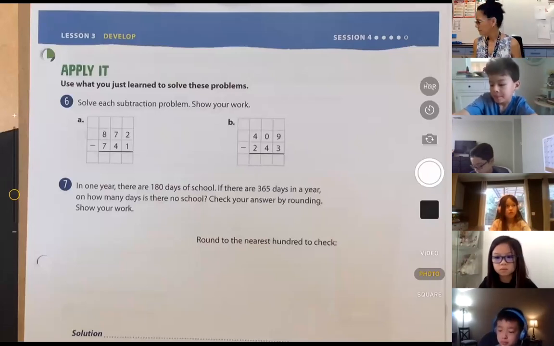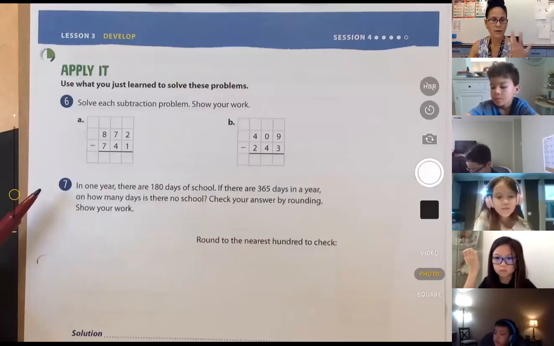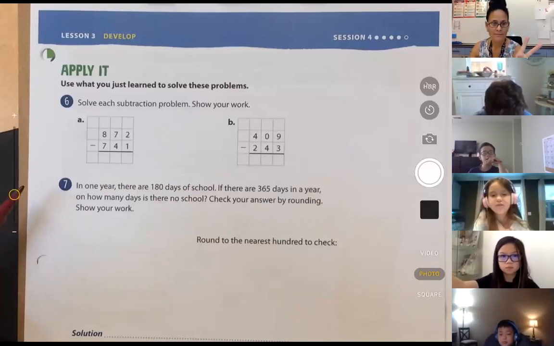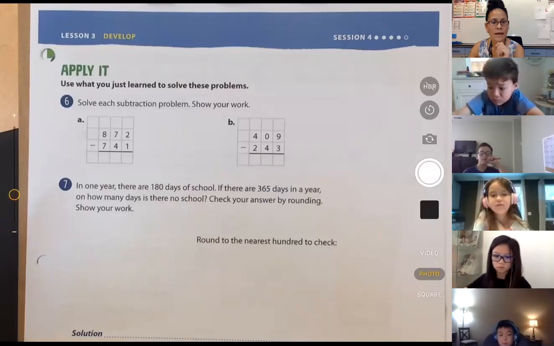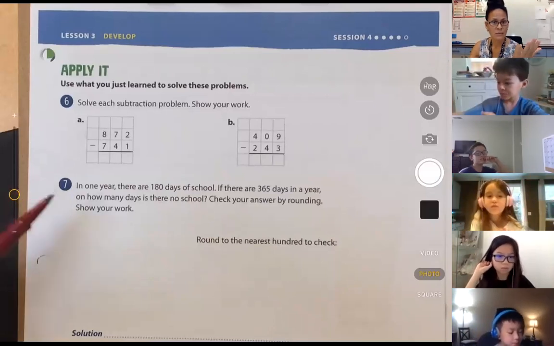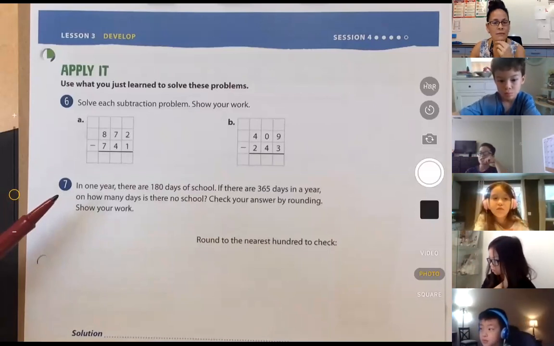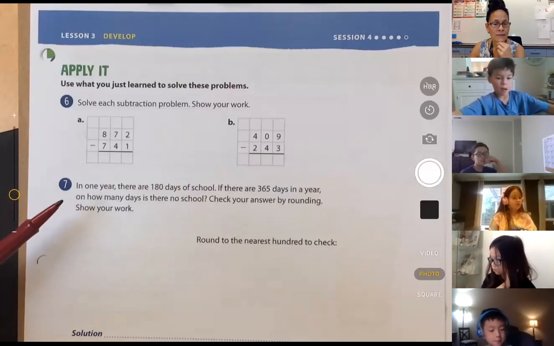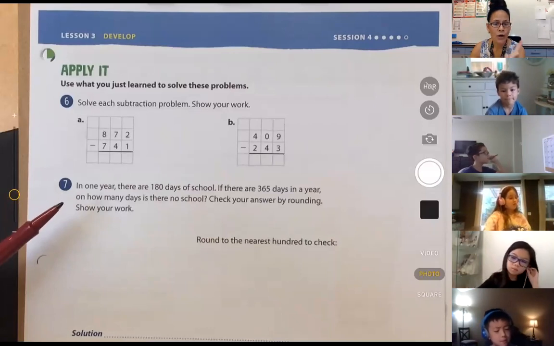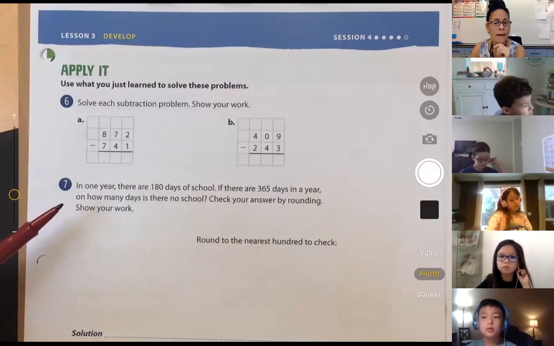All right, so we are here, question 7. First, we're going to read what? To see what the problem is about. Then we're going to close read it. Here we go. In 1 year, there are 180 days of school. That's actually not made up. There are 180 days of school. If there are 365 days in a year, on how many days is there no school? Check your answer by rounding.